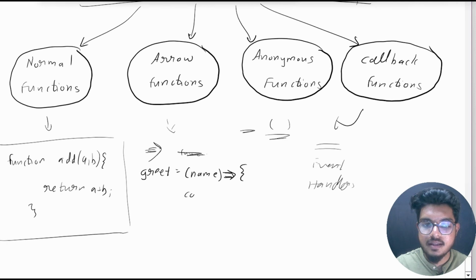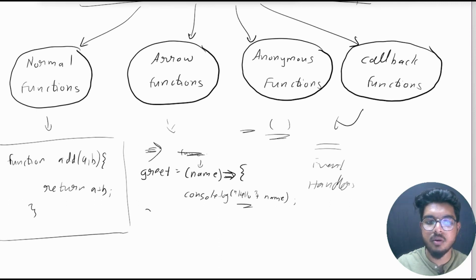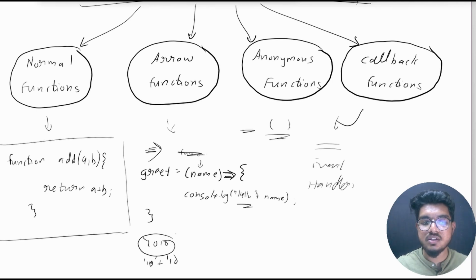Then it will print something, console.log hello plus name. This hello plus name, you may be wondering, here you get some value, here it is some string. How does this operation perform? Again, remember we have discussed string concatenation. We have taken the example of 1010, that is 10 plus 10. How was 1010 formed? It is the same logic. It is called string concatenation. I hope it is clear.